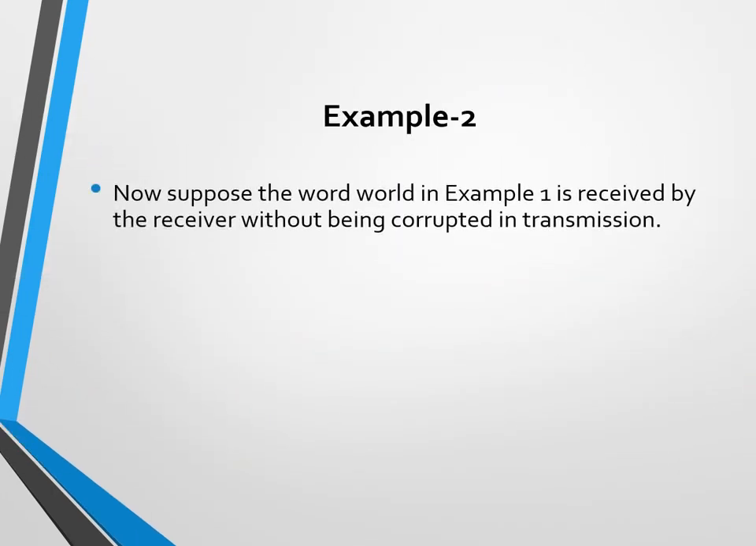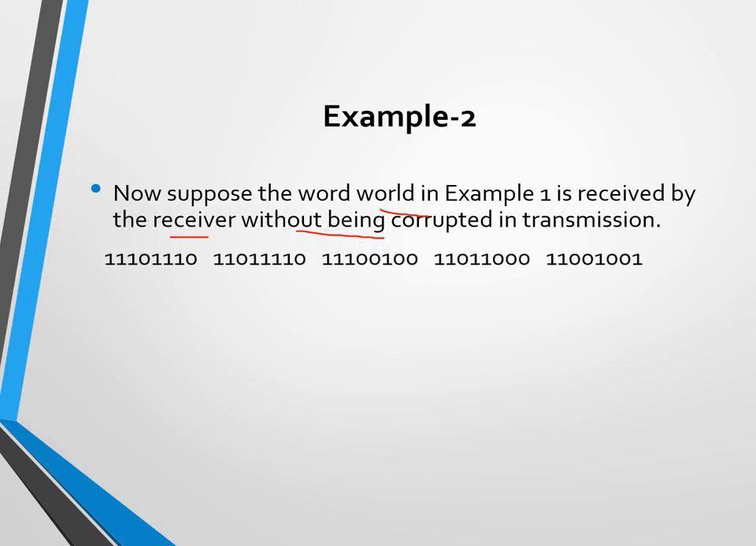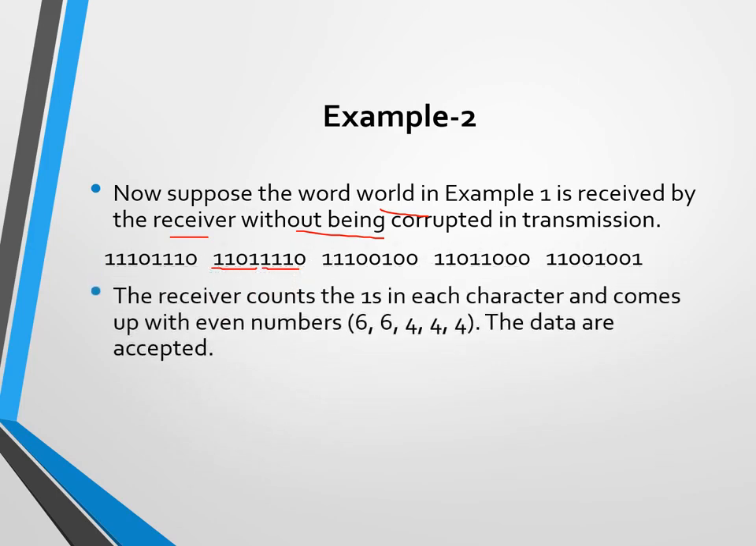Example number 2. Now suppose the word in example 1 is received by the receiver without being corrupted in transmission. So this is 1110 1110 110 11, यहाँ पे आपके पास देखें कि parity bit is added. ऑलरेडी रिसीवर क्या करेगा सबसे पहले नंबर ऑफ वंस काउंट करेगा, वो कहता है कि 1 2 3 4 5 6, अगेन 1 2 3 4 5 6, देन 4 वंस है, देन 4 वंस है, देन 4 वंस है. सो द डेटा इज एक्सेप्टेड. क्यों? क्योंकि ऑल नंबर ऑफ वंस जो हमें रिसीव हो रहे हैं दे आर एन इवन.